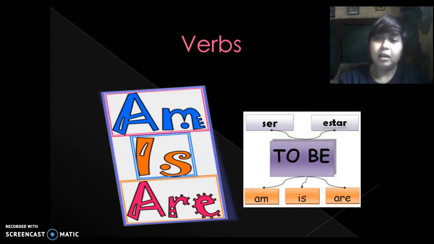And the others use verbs. As we already know, the verb to be in Spanish is ser or estar. I use the verbs am, is, and are. We also use the verb to form sentences.